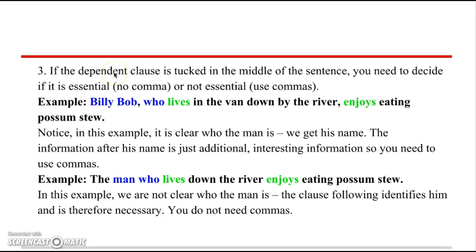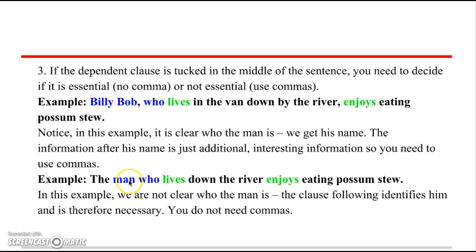If that dependent clause that we were just looking at is tucked in the middle of a sentence, you have to decide if it is essential, meaning important to the understanding of the sentence, then you don't need a comma, or if it is not essential to your understanding of the sentence, then you do need a comma. So we have Billy Bob, who lives in the van down by the river, enjoys eating possum stew. So you'll notice in this example, it is clear who the man is. We get his name, it's Billy Bob. The information after his name is just additional interesting information. So you do need to use commas.